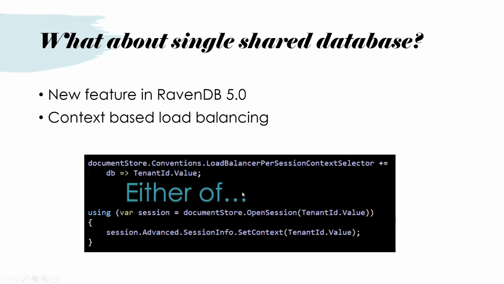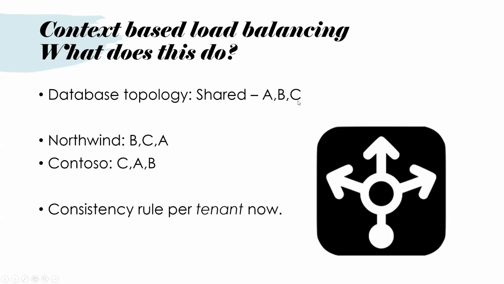Now, what does this do? It means that I have a shared database topology of A, B, and C, and it permutes the topology based on the context that you provided. So as far as Northwind is concerned, the topology is B, C, A, and Contoso is C, A, B. Why does it matter? It matters because the RavenDB client is going to use the first node in the list as the primary point of contact. So all of the users who are using Northwind as their tenant ID will try to use B always. All of the users using Contoso will use C always, unless we have a failure of B or C. So we have a very natural way of doing load balancing on a tenant by tenant basis.